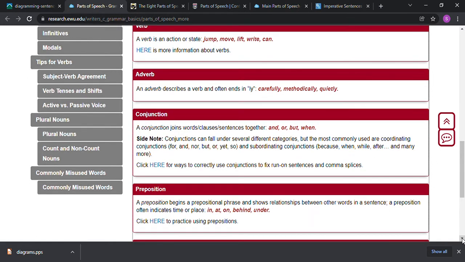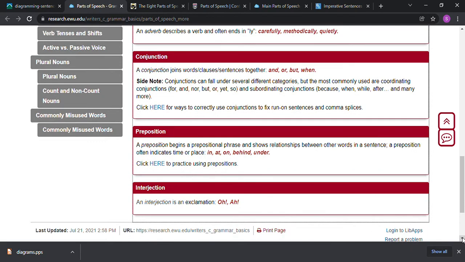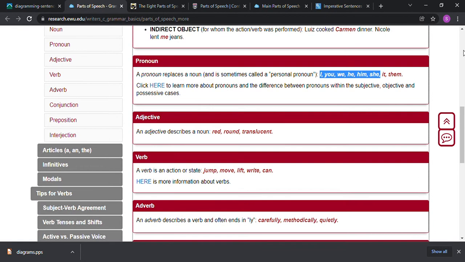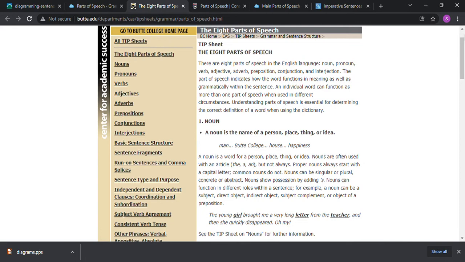It talks about a conjunction, which if you listen to Schoolhouse Rock, you know what a conjunction is. And there's a preposition, and you want to know what a preposition is, and a prepositional phrase. So you can see a preposition is in, at, on, behind, under. So then you probably will understand what a prepositional phrase is. But you can look that up. Interjection, oh, ah. So you can see that as well. And this is an interesting website, and I thought it was a good one, and I wanted to share it with you if you're homeschooling and you need these types of websites.